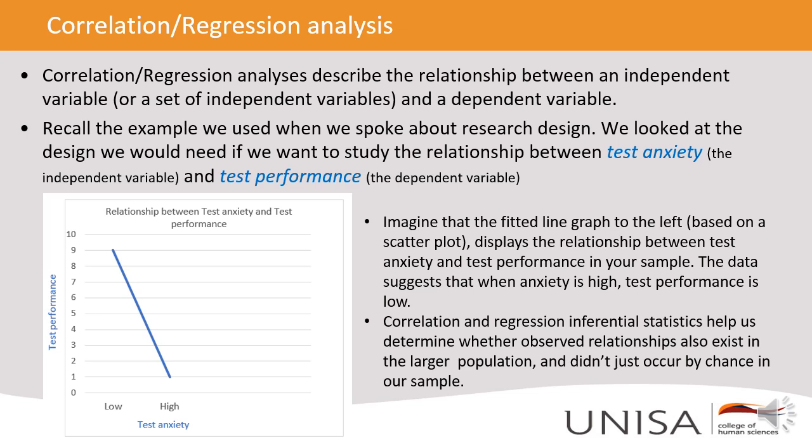Imagine that the fitted line graph to the left, which is based on a scatter plot, displays the relationship between test anxiety and test performance in your sample. The data suggests that when anxiety is high, test performance is low. Correlation and regression inferential statistics help us to determine whether observed relationships like these also exist in the larger population, and that it didn't just occur by chance in our sample.